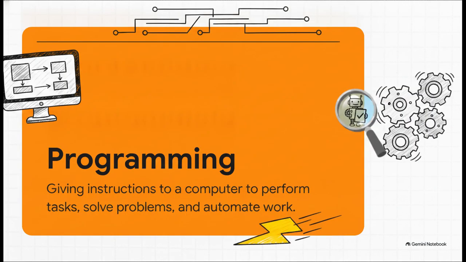So the absolutely crucial point here is that programming is simply the process of giving instructions to a computer so it can perform tasks, solve problems, and automate work. You see, it isn't magic. It's really just a highly structured way of writing a to-do list for your machine. You tell it what to do step by step, and it happily executes those steps at absolute lightning speed.